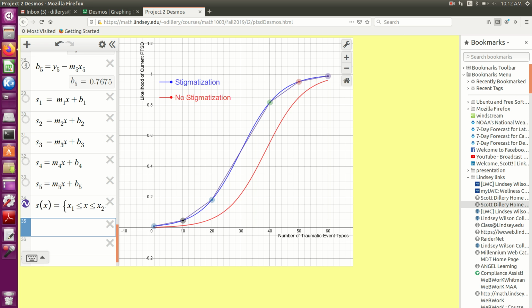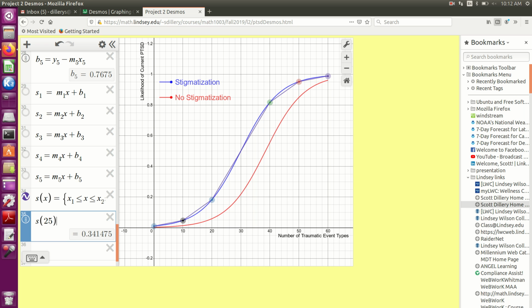Anywhere between 0 and 6, simply by saying, I want to evaluate s at, say, 2.5. And I get 0.341475, about 0.34. So I can do those evaluations pretty simply, and so that's how we do it.